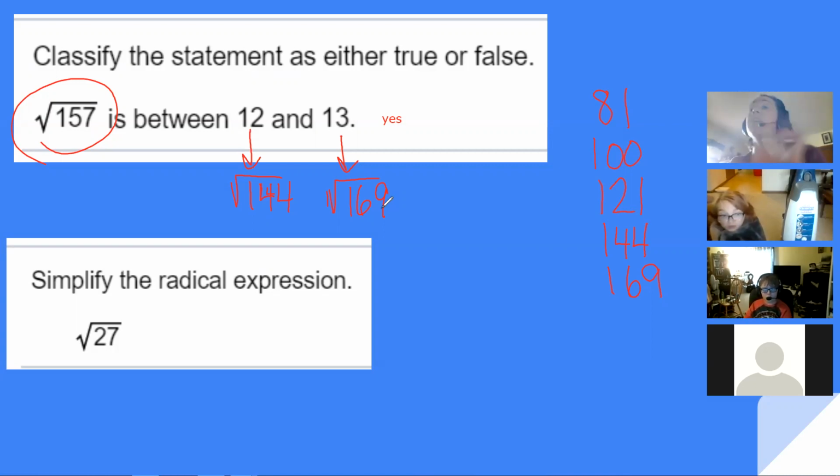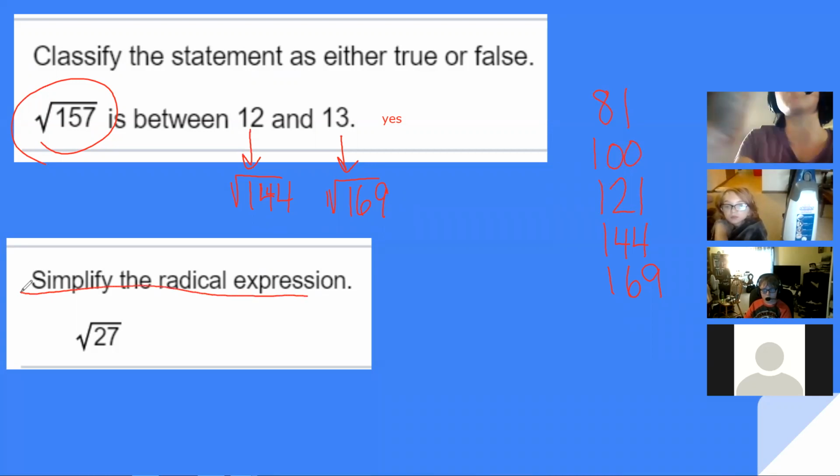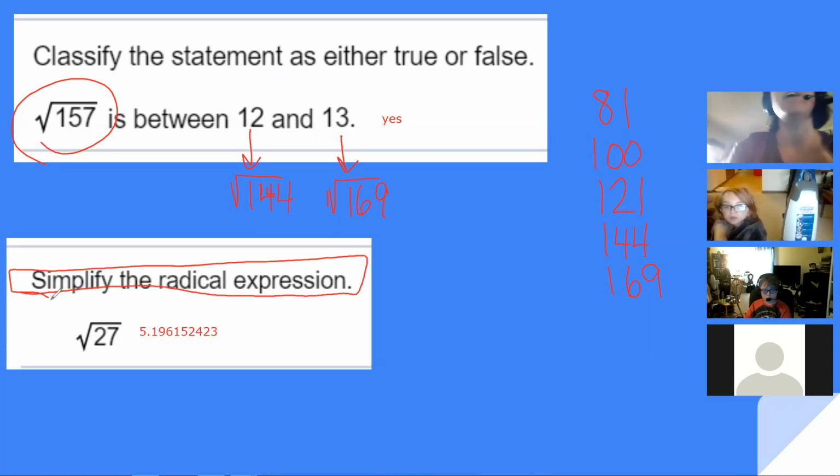Cool. Very last thing I have to mention to you fine people today is simplifying a radical expression. Good job doing this. If I tried to do this in a calculator, I would get 5.19 blah, blah, blah. Not accurate. We don't like that. We want to simplify, and we're going to use those perfect squares.